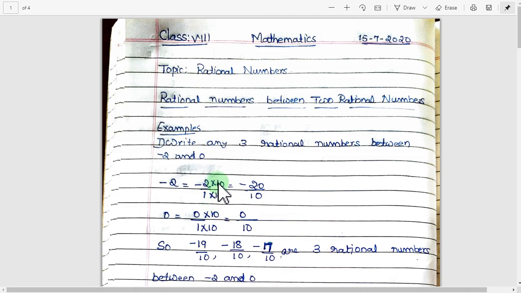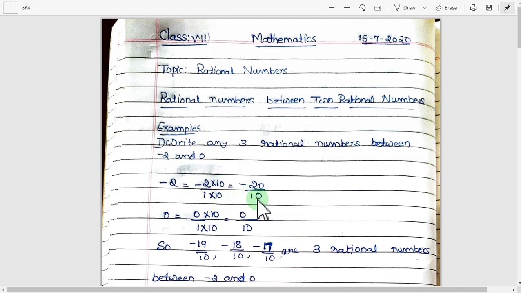You can multiply by any number, children. There are no such rules that you have to multiply by 10 only or 5 only. But when you multiply, you have to think whether you are getting three rational numbers between these two or not. Just check the numerators, then you will come to know. So you can multiply by 15 also, by 20 also, by 7 also. That is your choice. So I have multiplied by 10.